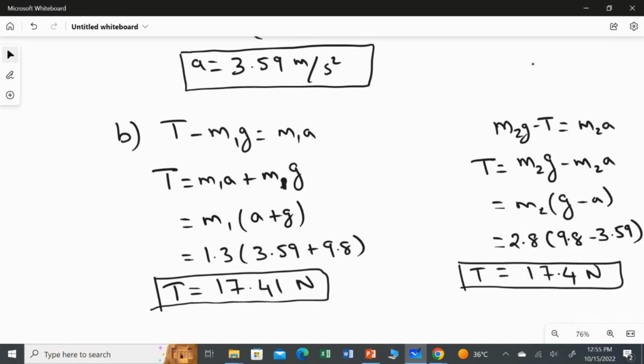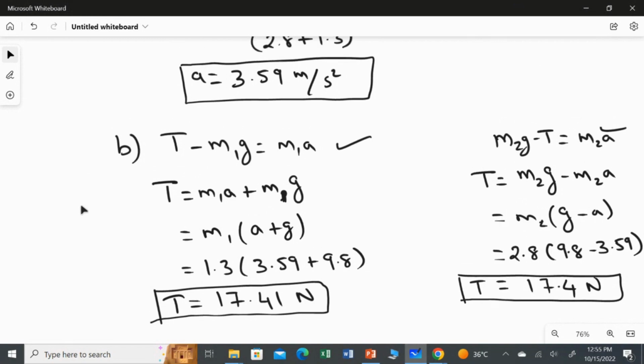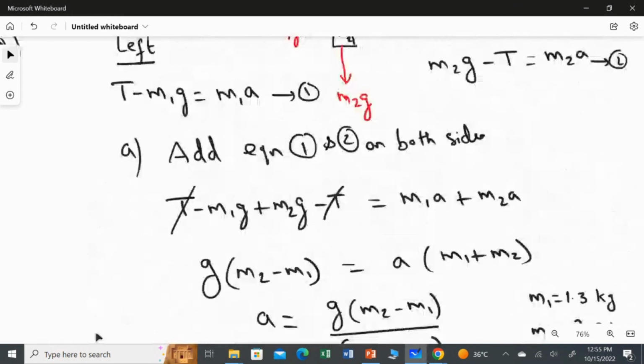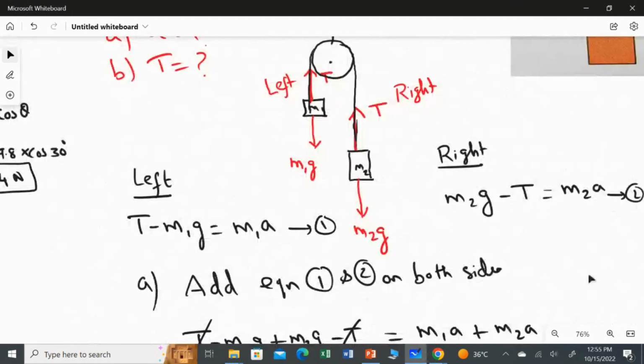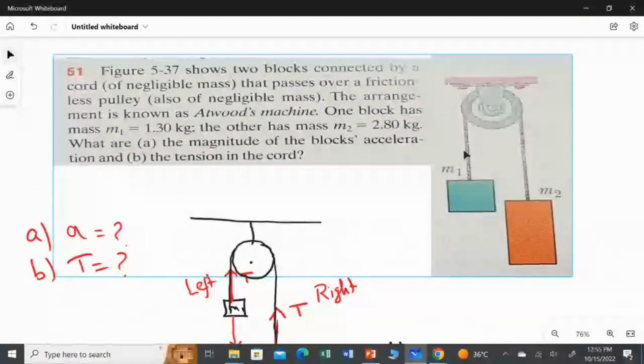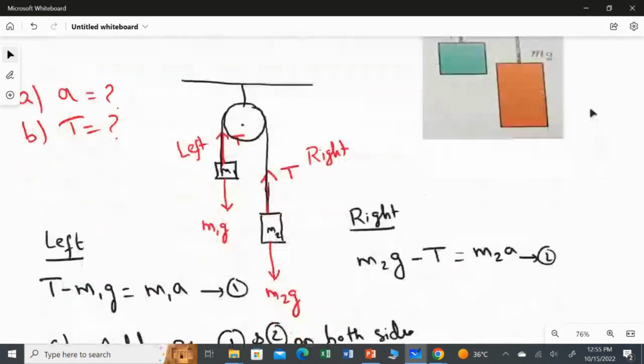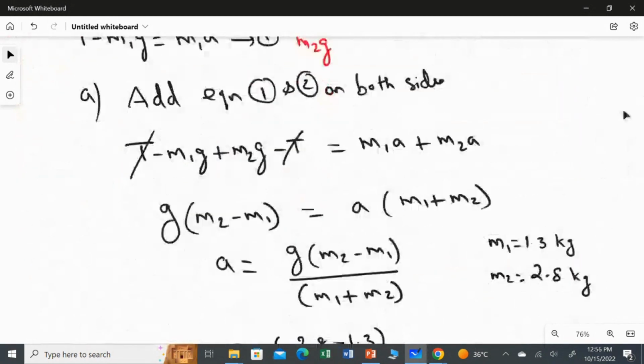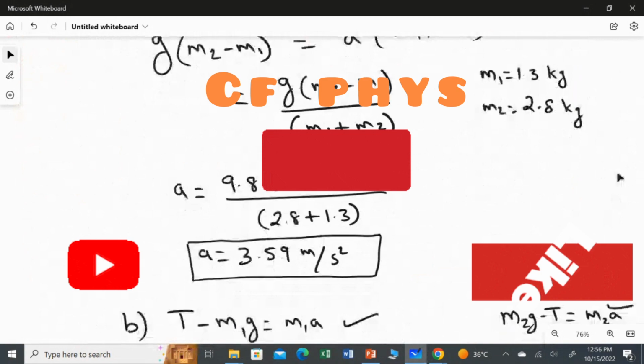If you use the left hand side equation or the right hand side equation, your tension is the same, because both blocks are connected by the same wire. Am I right? You have to see the picture here. You can see there is no other wire because we are using the same wire for both masses. So that means the tension created on this side must be equal to the tension created on this side. Likewise, the acceleration of m1 is exactly equal to the acceleration of m2. So that is the answer for this question. Clear? Thank you.